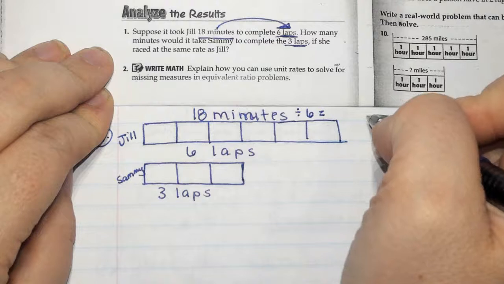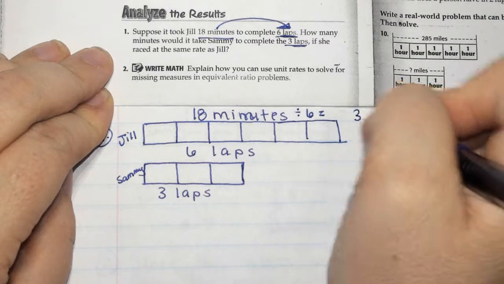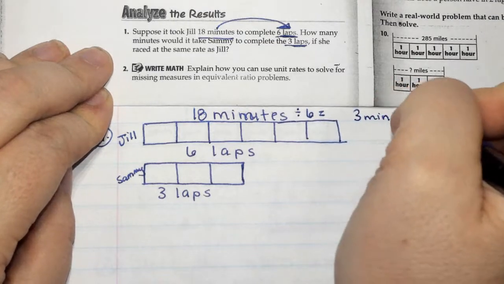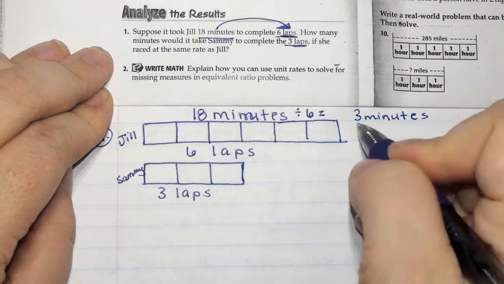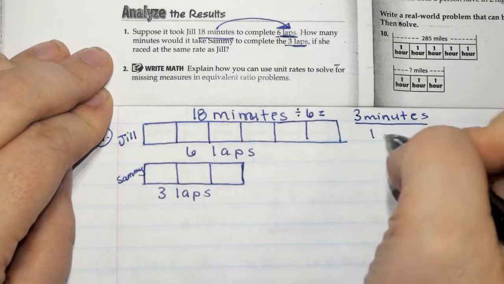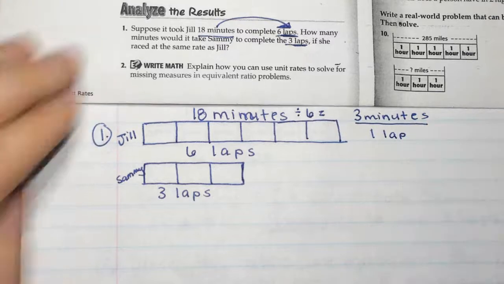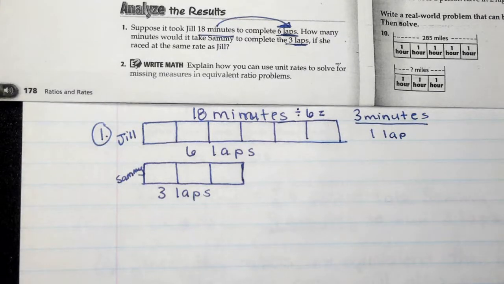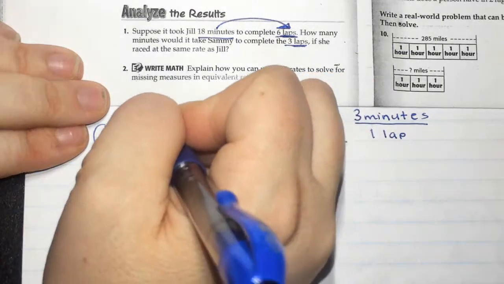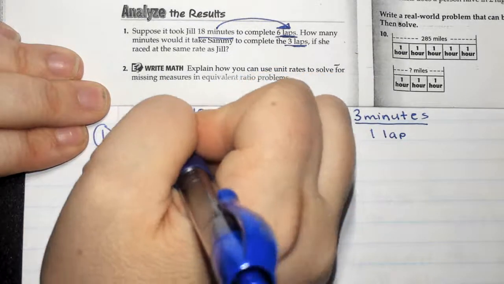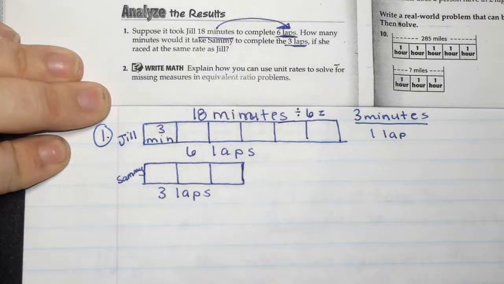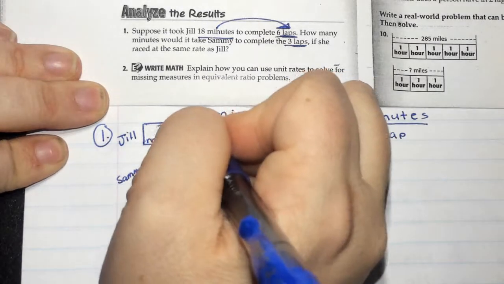Lily? 3 minutes. 3 minutes for what? For 1 lap. Do y'all agree with that? That's 3 minutes for 1 lap? Yeah. All right. So that means each of these boxes we get 3 minutes. So I'm going to put 3 and then MIN for minute. And I'm going to put that in every single box here.